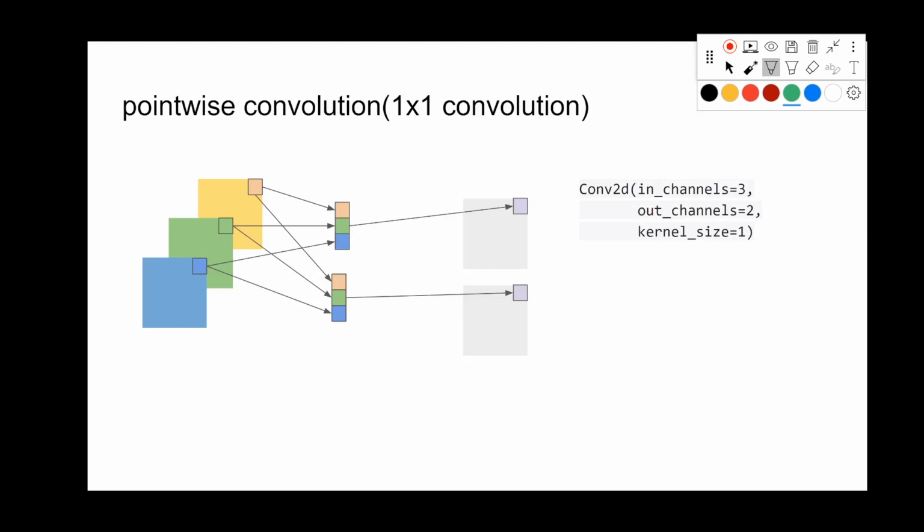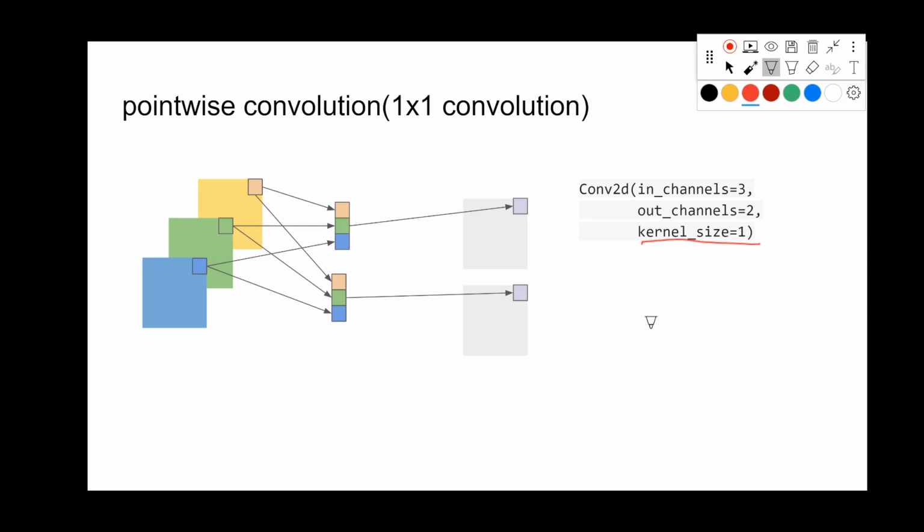And the other extreme is the pointwise convolution. This is just the one-by-one convolution we have discussed. So in this case, we will set the kernel size to be 1. It means that we will be using the one-by-one kernels to do the job.